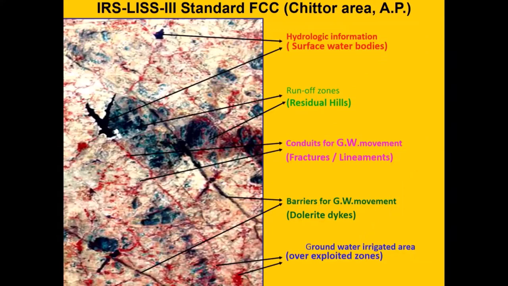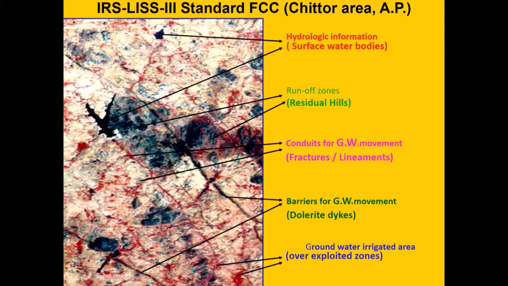From the groundwater perspective, we have to understand that there are different zones present. Some are surface water bodies like this. It's black because all the reflectance is getting absorbed in a satellite image, in a false color composite, suppose. There are some runoff zones where I know that if the rain falls, the runoff will happen, some residual hills. Then there are some conduits for groundwater movement.